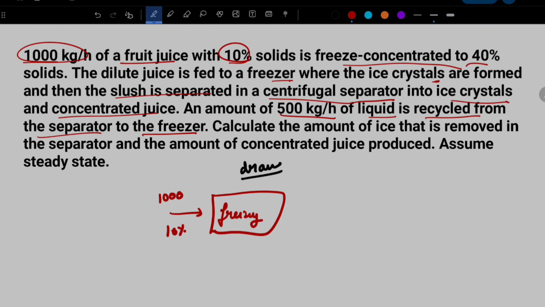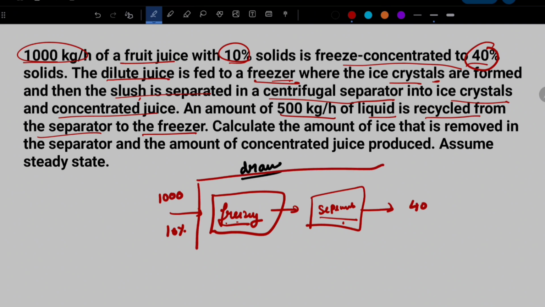In the second line, they are telling us that the dilute juice is fed to the freezer where the ice crystals are formed. Then the slush is separated in a centrifugal separator. After freezing, they are adding it into a separator, and then I am getting the concentrated juice. It's actually freeze concentrated, meaning first freezing, then concentration. With the combination of these two, I am getting 40%. So it's a combination of two systems. The 10 to 40 is from here to here.